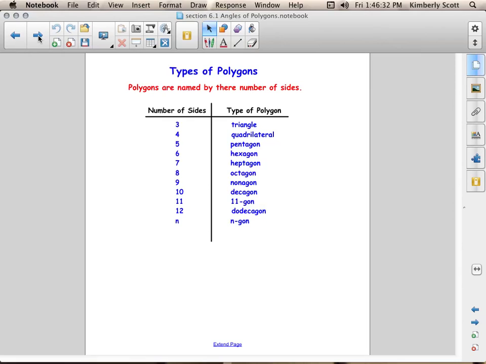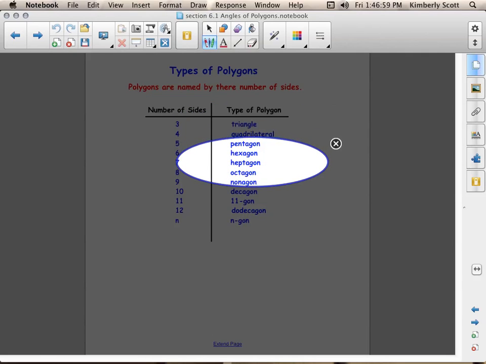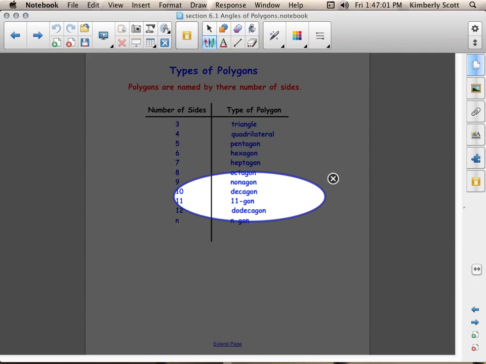Types of polygons. We've talked about a bunch of these, but you will need to know all of these words. 3, 4, 5, 6, 7, 8, 9 sides and 10 sides have special names that I will expect you to know. After that, it's less important, but triangle, quadrilateral, pentagon, hexagon, heptagon, octagon, nonagon, decagon. I expect you to know all of those.